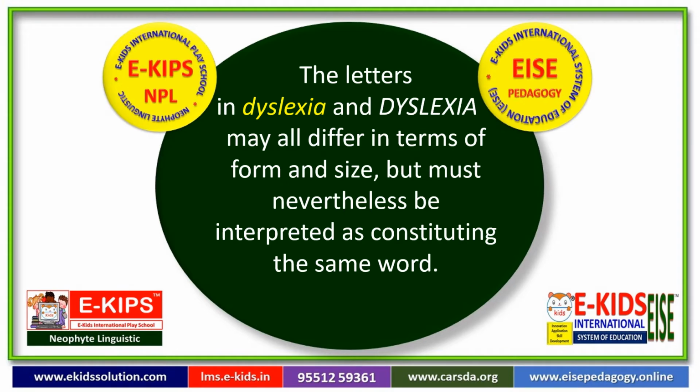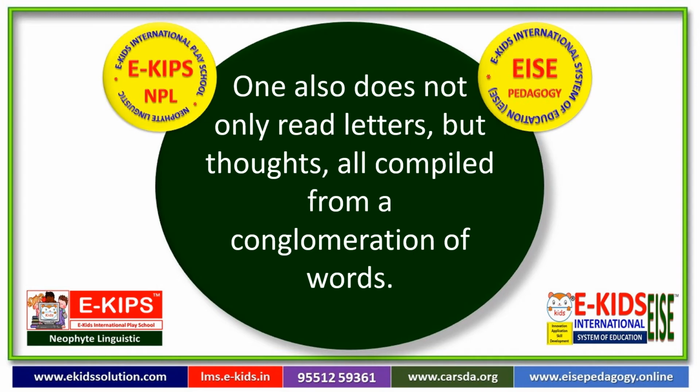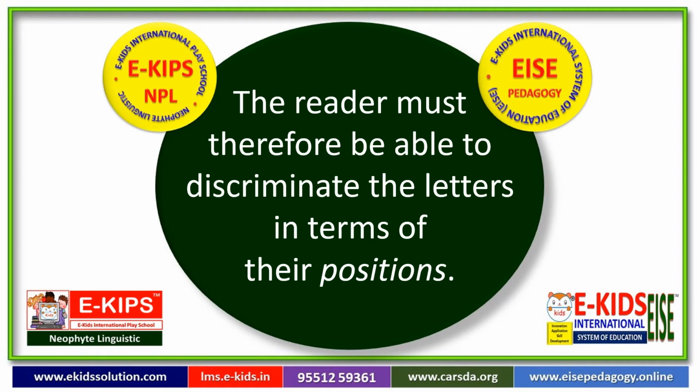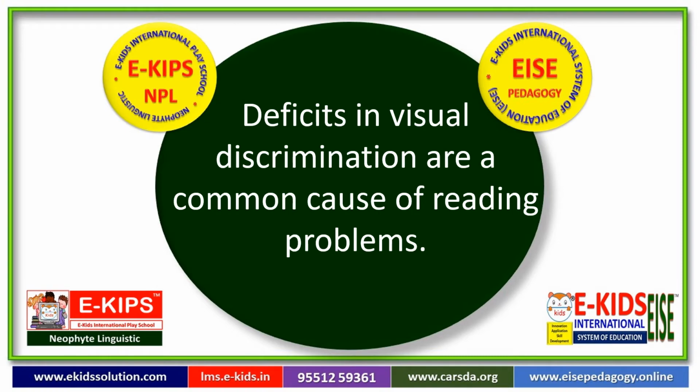The letters in "dyslexia" and "DYSLEXIA" may all differ in terms of form and size, but must nevertheless be interpreted as constituting the same word. One also does not only read letters, but thoughts, all compiled from a conglomeration of words. A word is made up of a number of letters arranged in a particular sequence. The reader must therefore be able to discriminate the letters in terms of their positions. Deficits in visual discrimination are a common cause of reading problems.